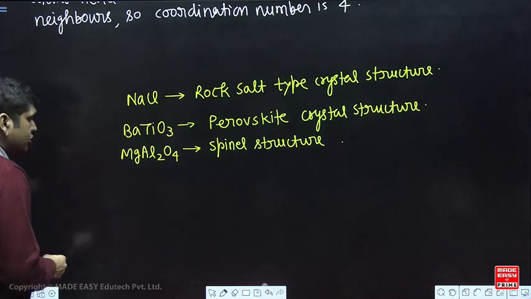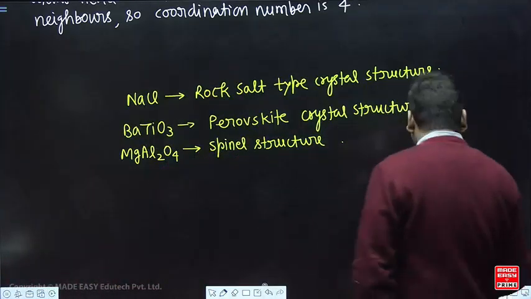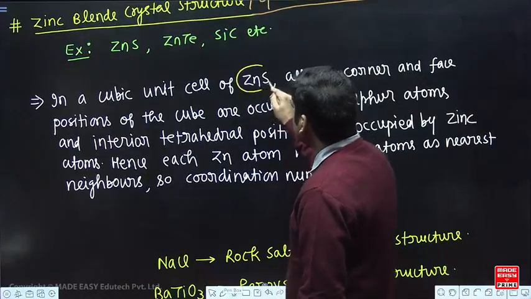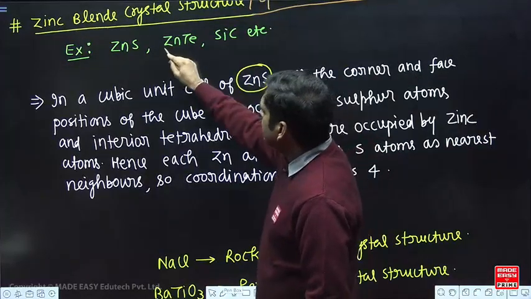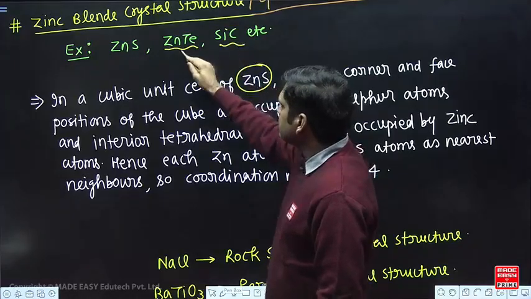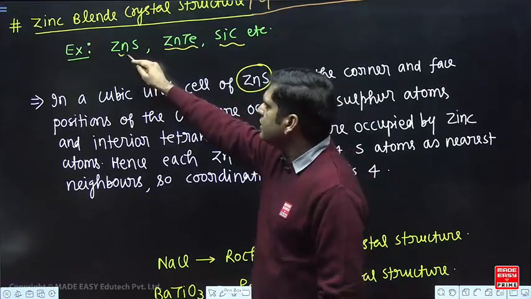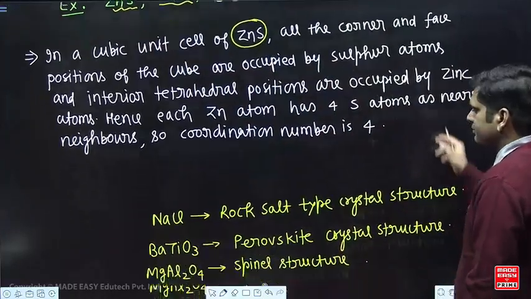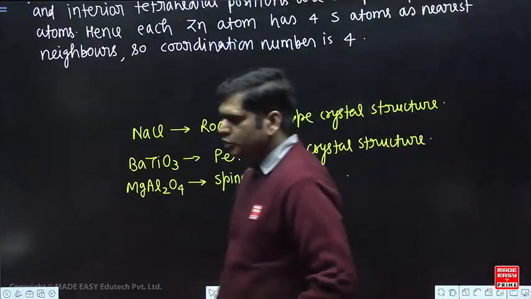जिंक ब्लेंड में 3 एग्जाम्पल लिखे हैं हमने. Mainly it is decided on the basis of ZnS, but identical structure is found in ZnTe, SiC. They also exhibit the same structure as zinc sulfide, right? Please note it down.